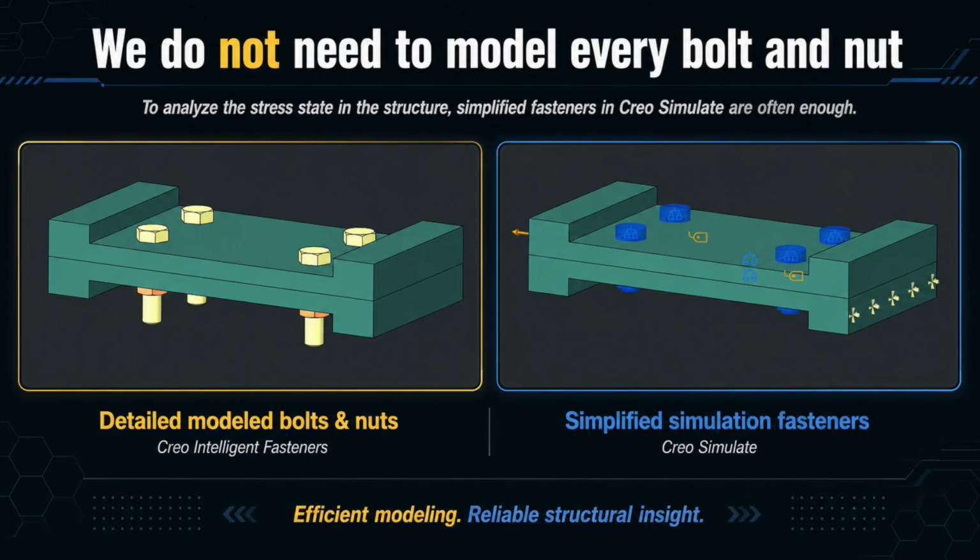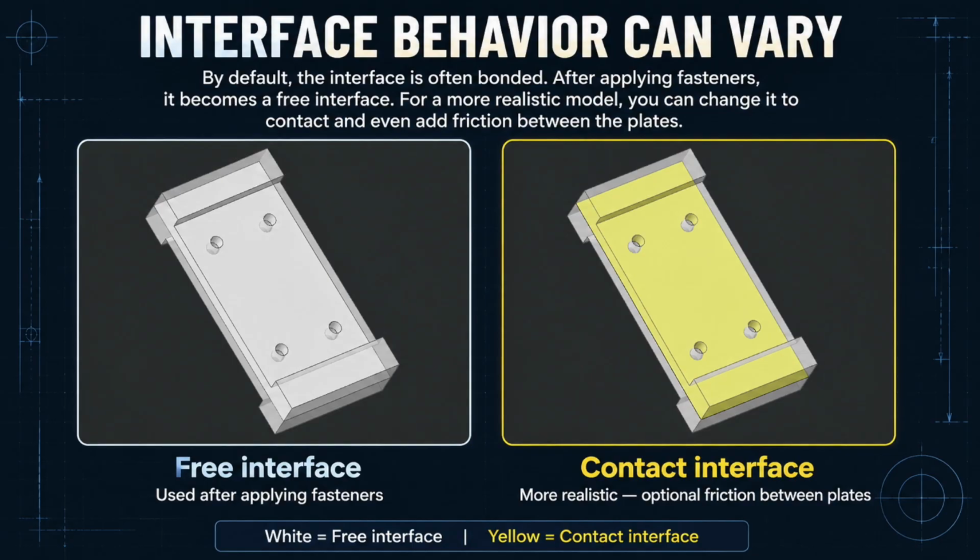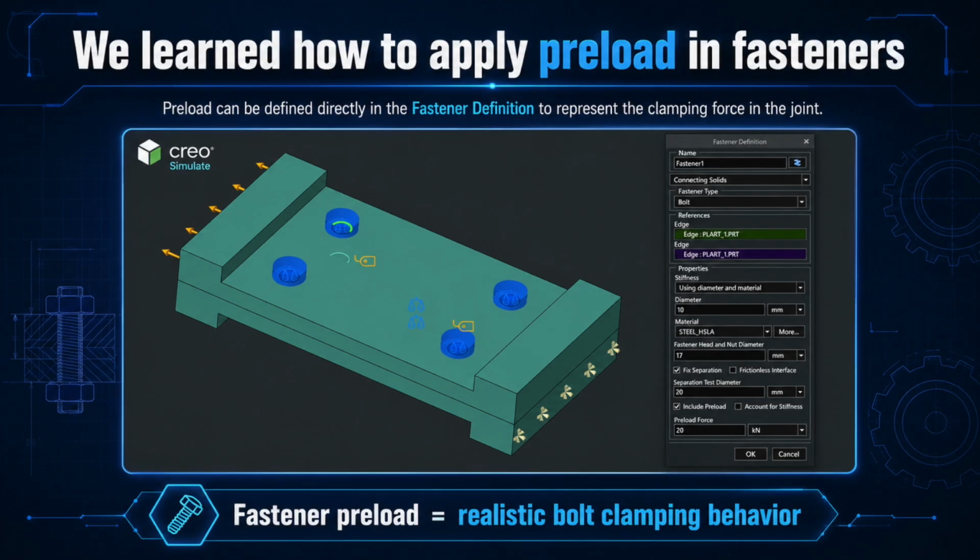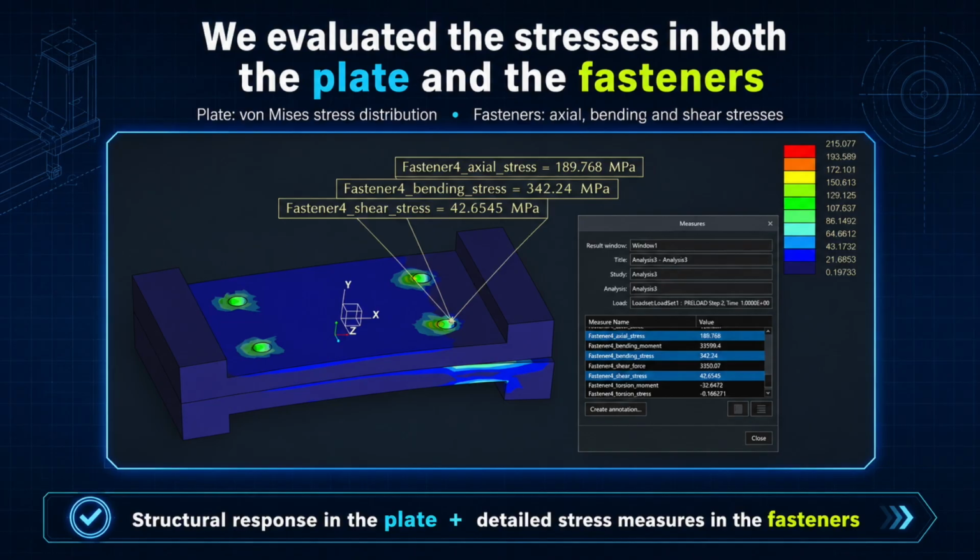So to summarize this video, we learned that we do not need to model the bolts in detail in this structural analysis, and there is a difference between the contact interfaces. We have bonded, free, or contact interface, and we applied a preload in our bolt connection, fastener connections, 20 kilonewtons, and finally we evaluated the stresses in both the plates and the fasteners.